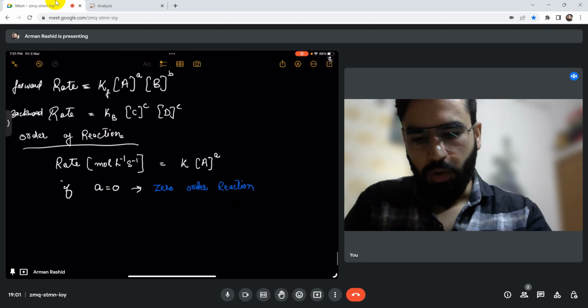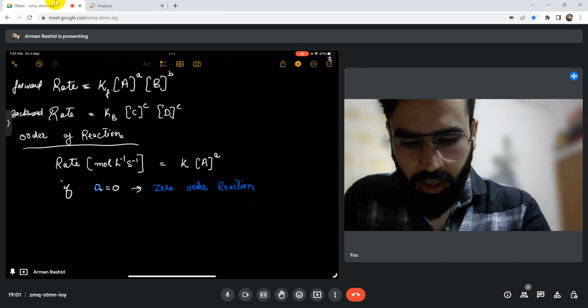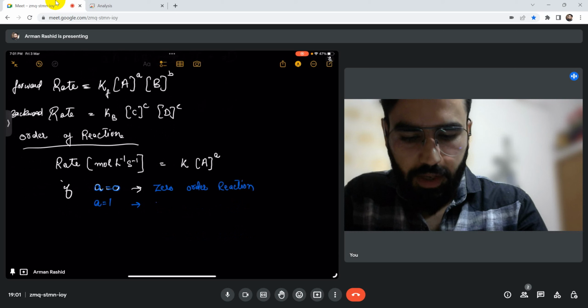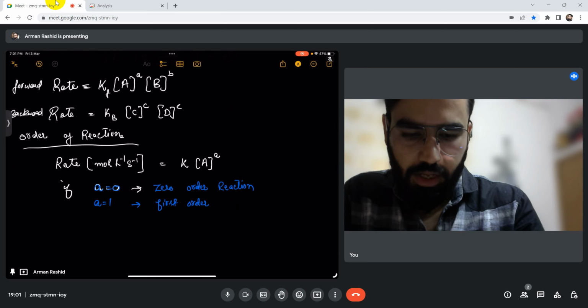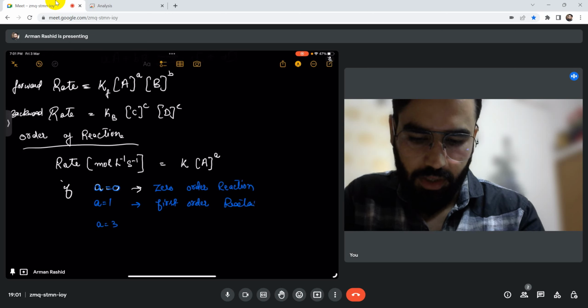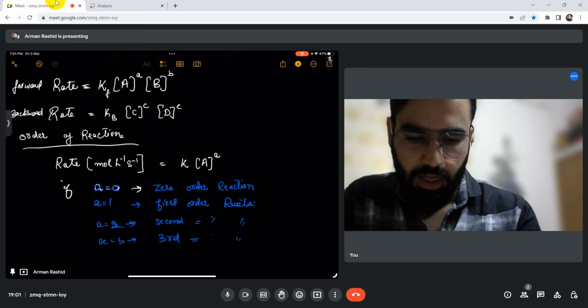Similarly, if a is equivalent to 1, then it is a first order reaction. If a is equivalent to 2, it is a second order reaction. Similarly, a can be 3, a third order reaction. So this is a third order reaction.